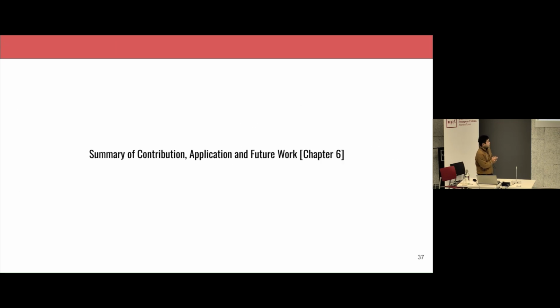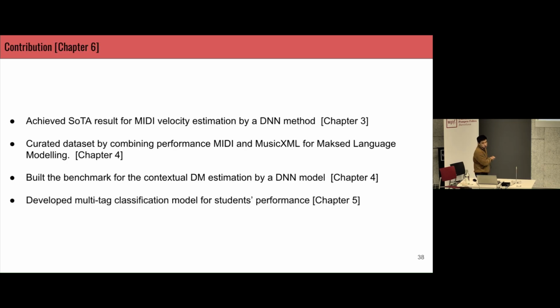I'd like to summarize this defense presentation. As contributions written in chapter 6 of the thesis, I achieved the total result for MIDI velocity estimation by DNN methods, and a curated data set by combining performance MIDI and MusicXML, translating it into serialized data, and creating a token dictionary for the task. And I built a benchmark for contextual dynamics markings estimation, because this is the first model to tackle the task with a masked language model. And I developed a multi-tag classification model for student performance, written in chapter 5.